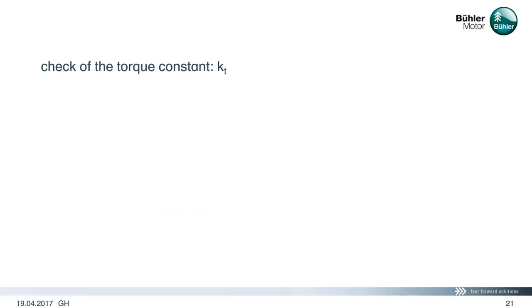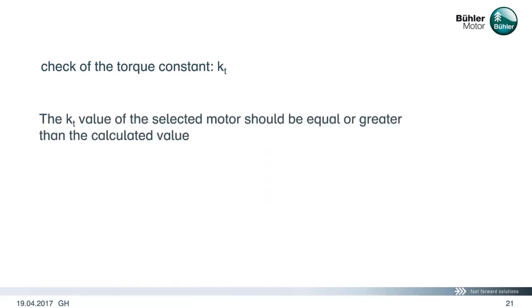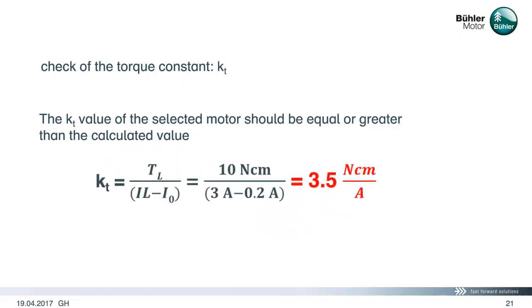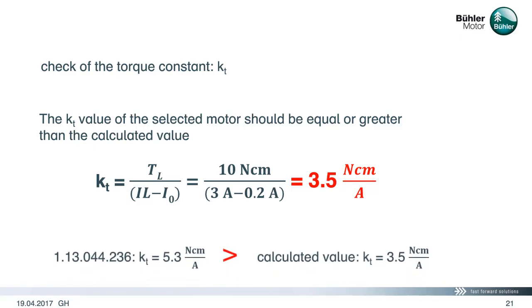If we check the torque constant K sub T now, the K sub T value of the selected motor should be equal or greater than the calculated value. Our calculated value, shown here, K sub T, is the torque T sub L divided by the difference of the load current minus the no load current, and this results in 3.5 Newton centimeters per amp. The 1.13044-236 motor has a K sub T of 5.3 Newton centimeters per amp, which is greater than the calculated value of 3.5 Newton centimeters per amp.